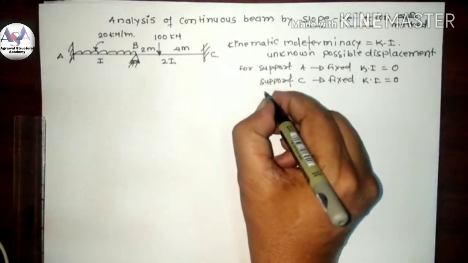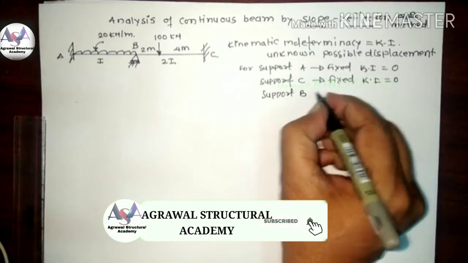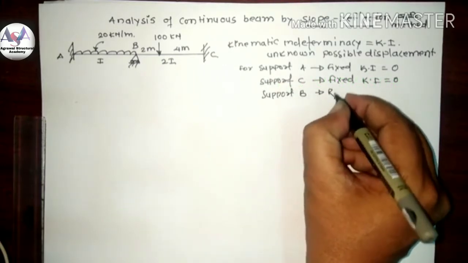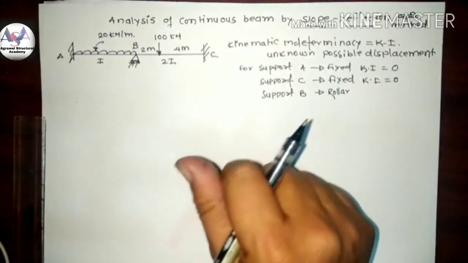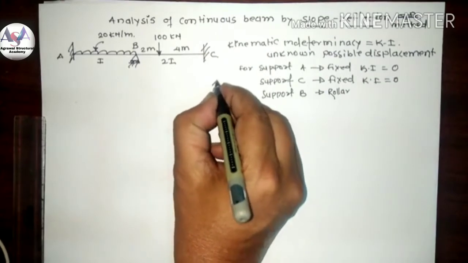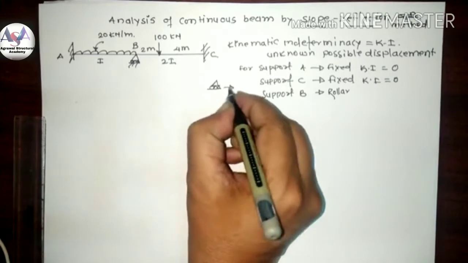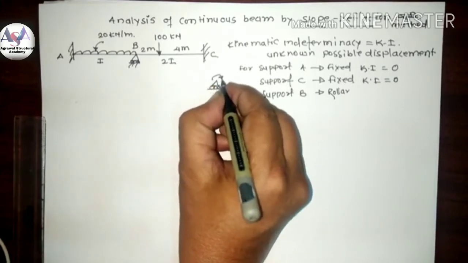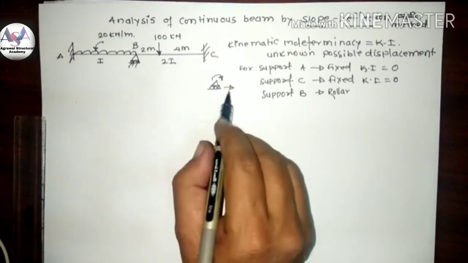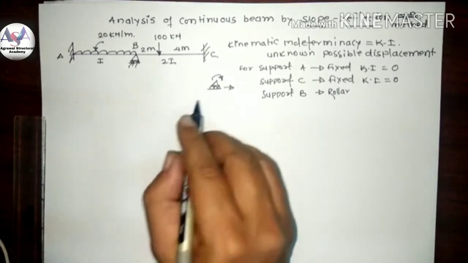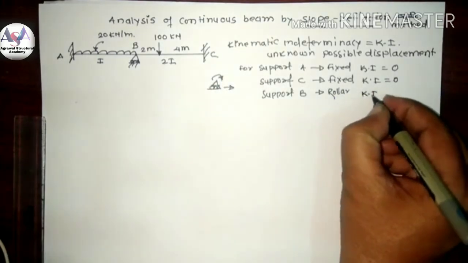Now support B. This support is a roller support. A roller support has 2 displacements: one is horizontal and the second is the rotation. But the horizontal one is possible only when there is axial force. Here we are neglecting the axial force, so consider only the rotation. That is why here Ki is equal to 1.